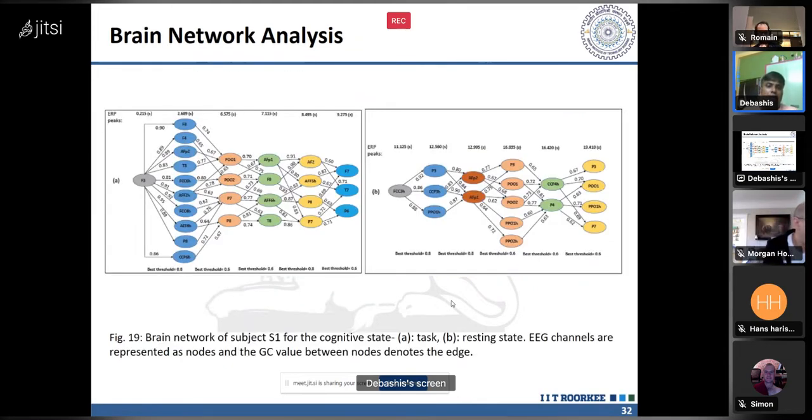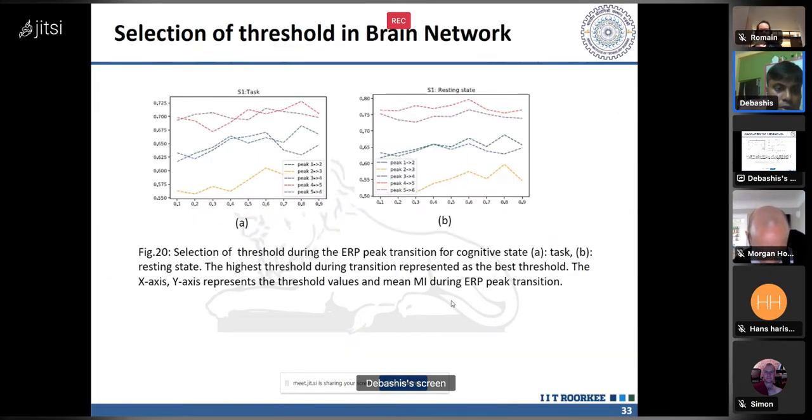The second part is that after the deep ensemble model classification, we perform the brain network analysis: for every cognitive state, how each and every channel or segment of the brain is connected, and how the brain dynamics are performed. A is the task state and B is the resting state brain network. The top number is the ERP peak, and each node is an EEG channel. Each channel is taken from the source channel, based on the band power of every channel.